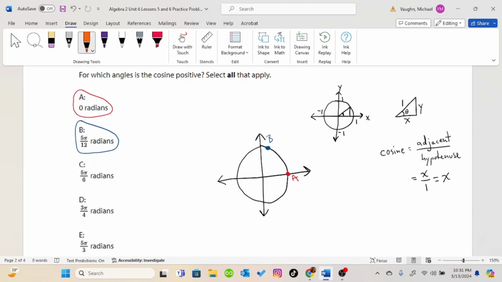Next, choice C is 5/6 pi. So if pi is half of a circle, 3/6 would be halfway, so 5/6 would be right about here where the orange dot is. Well, point C is going to have a negative x value, therefore cosine is going to be negative, and C is not a correct choice.